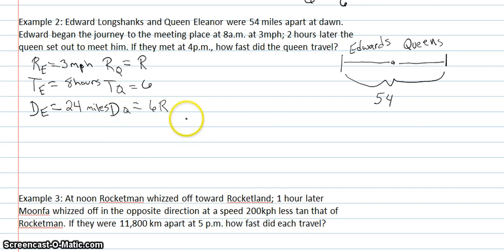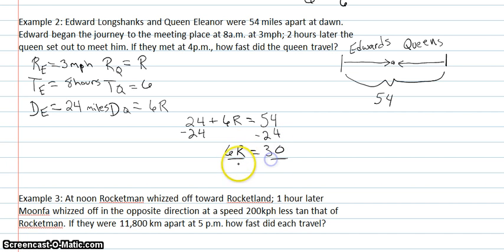And I'm going to add those together, the 24 plus the 6R, and that is going to equal 54, because I know that was the total distance, because they were traveling to meet each other, and they were 54 miles apart. So I'm going to subtract the 24 to simply solve our equation we've set up, and divide both sides by 6. So her rate was 5 miles per hour. So she's going a little bit faster than Edward.